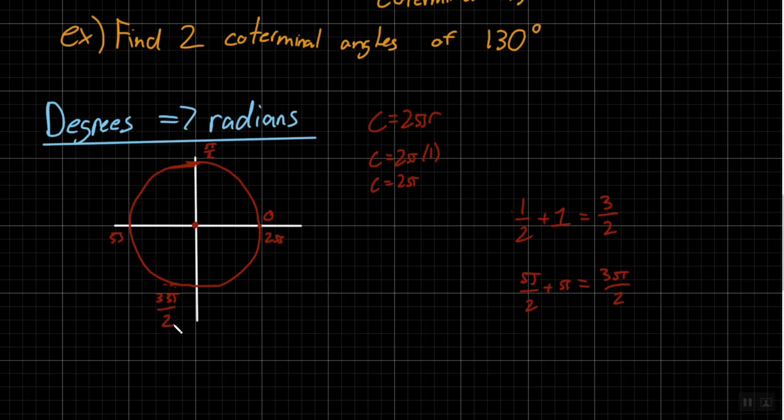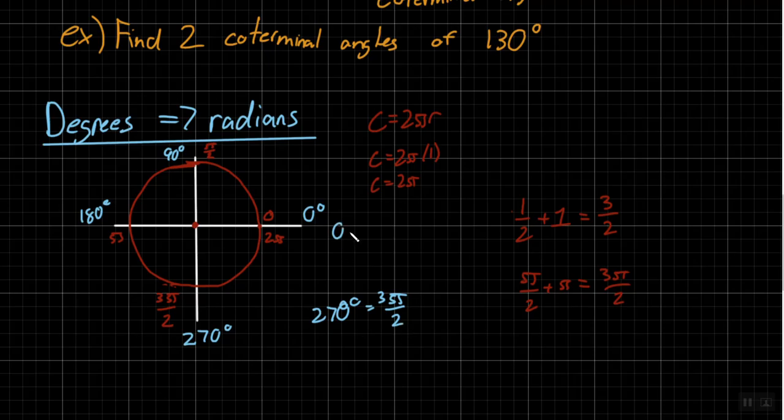If I write it in terms of pi, it's radians. But we already know these degrees, right? What degree am I at here? 0 degrees. What degree am I at from up here? 90 degrees. What about over here? 180. And down here? 270. So we already know that 270 degrees equals 3 pi divided by 2. We know this for all of them.